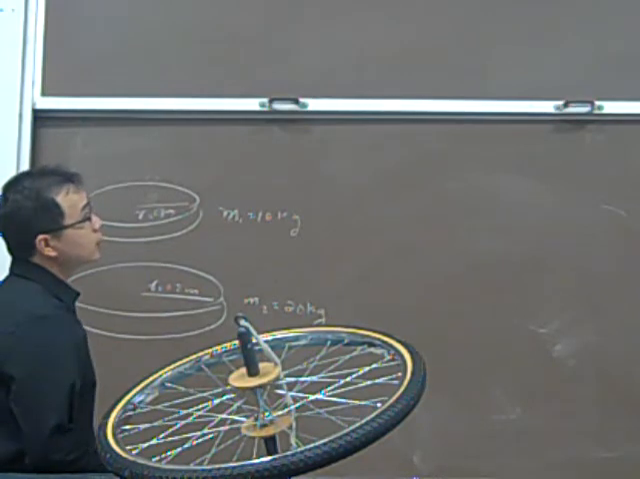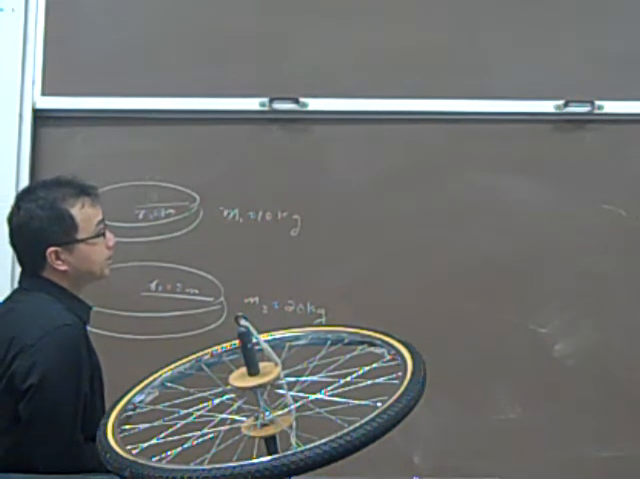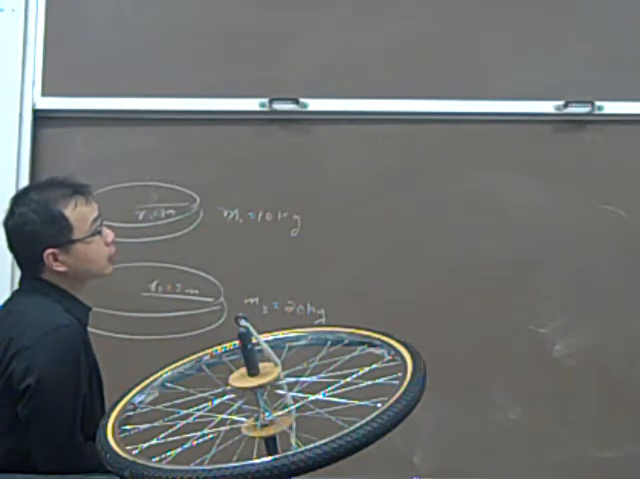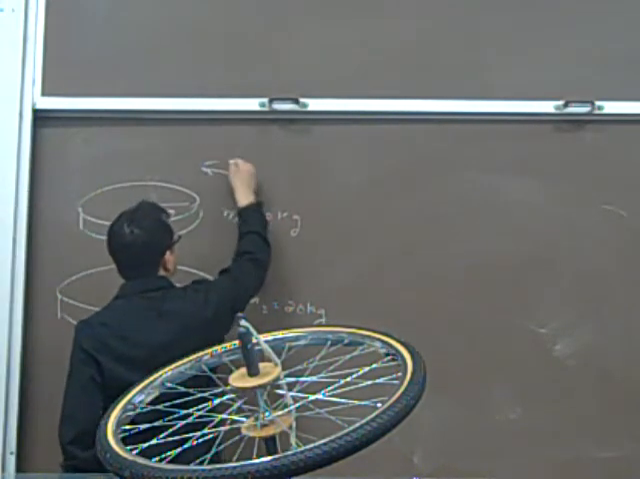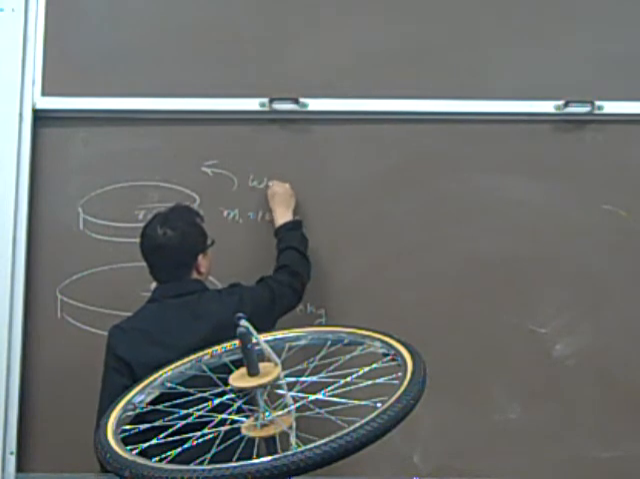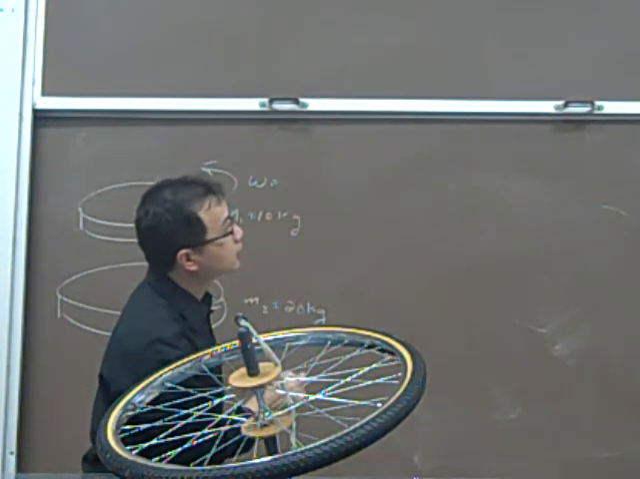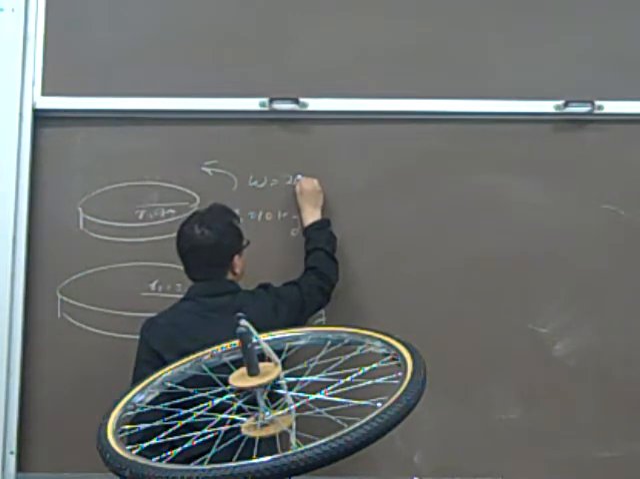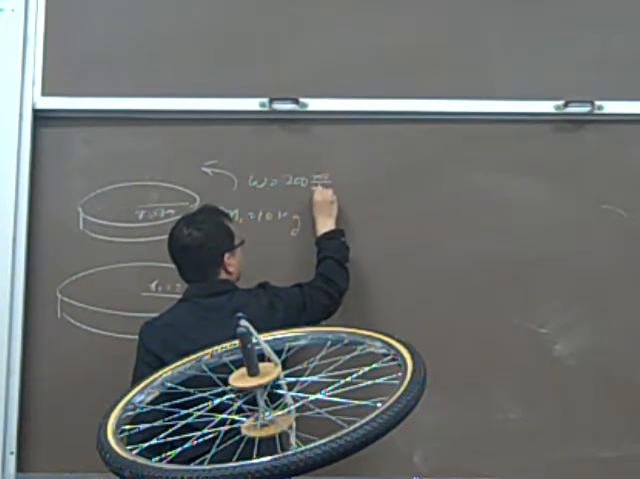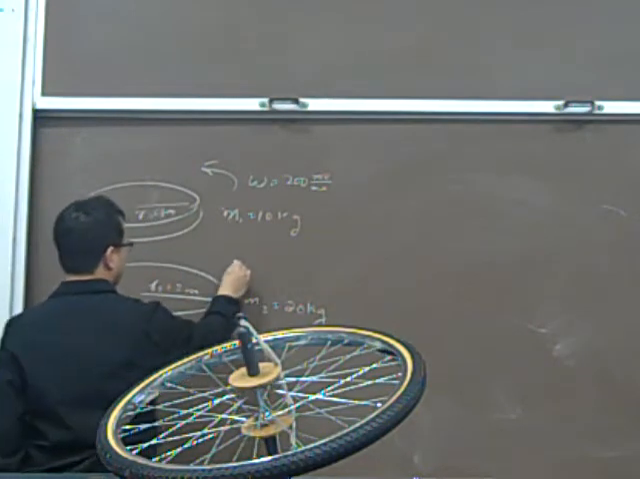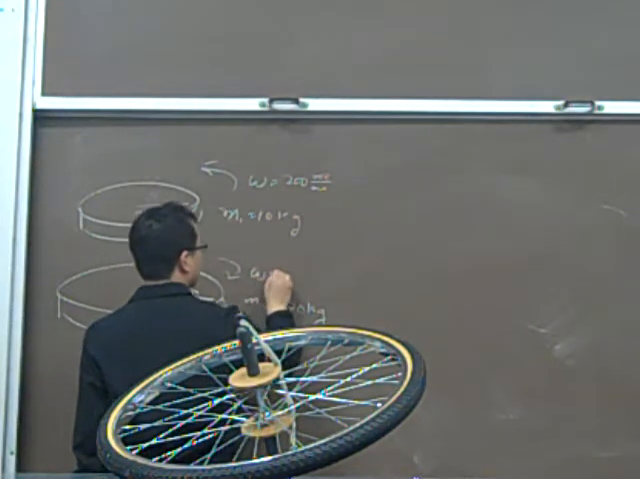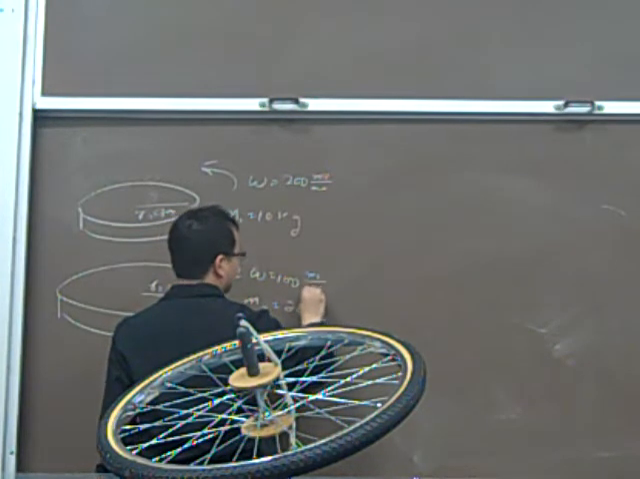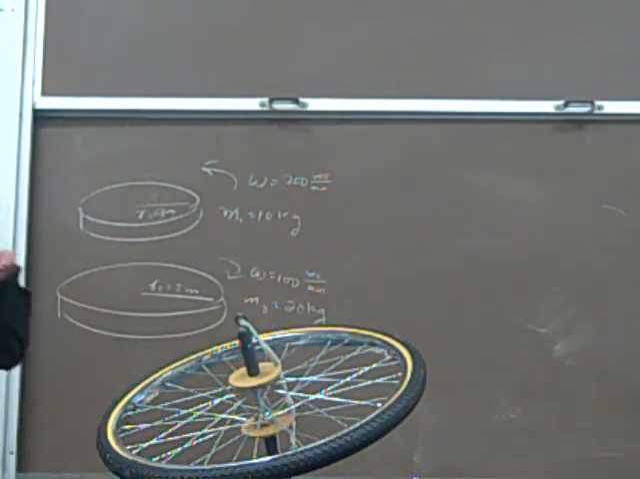And the first one is counterclockwise, with rotational velocity 200. And this one is clockwise, omega equals 100. Then you bring them together. They will couple to form one object.